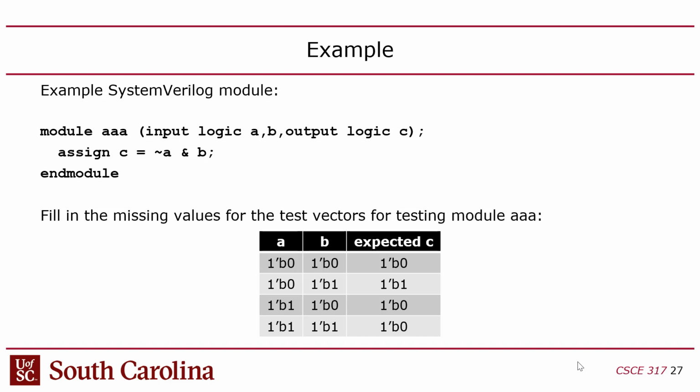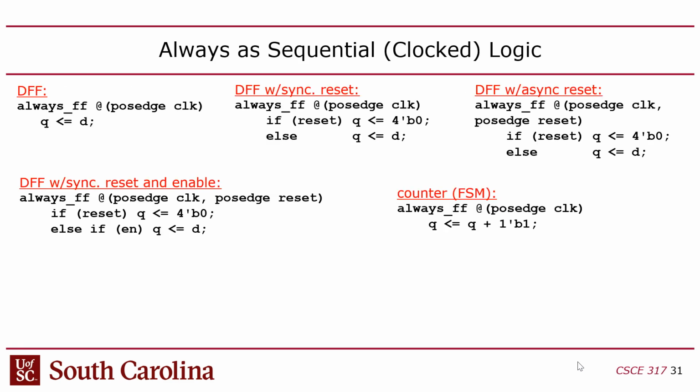What I'm showing in that other slide was, these are snippets. These are little snippets of behavior that you would put in a module, right? And yes, you're right, Q and D would have to be declared somewhere. That is correct, as well as clock and reset and enable. They do have to be declared. I should have made that more clear. That's a really good question.